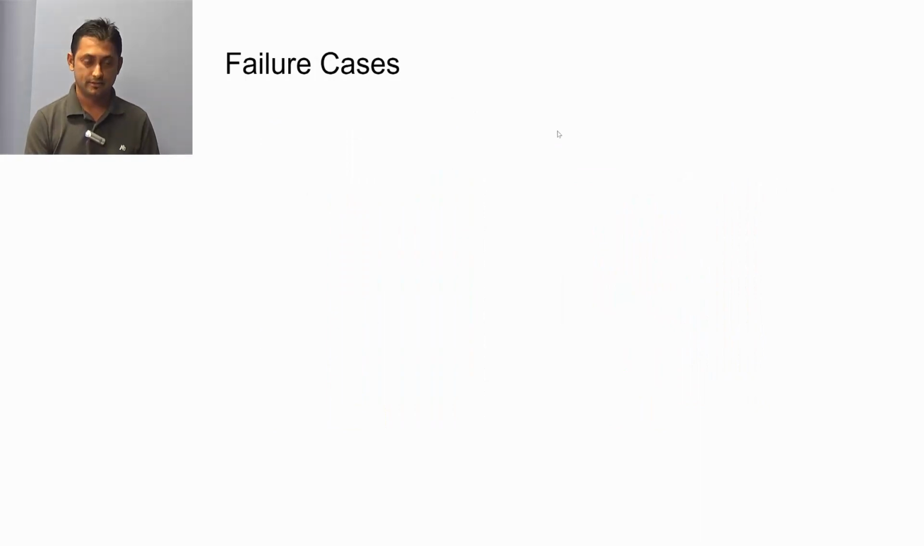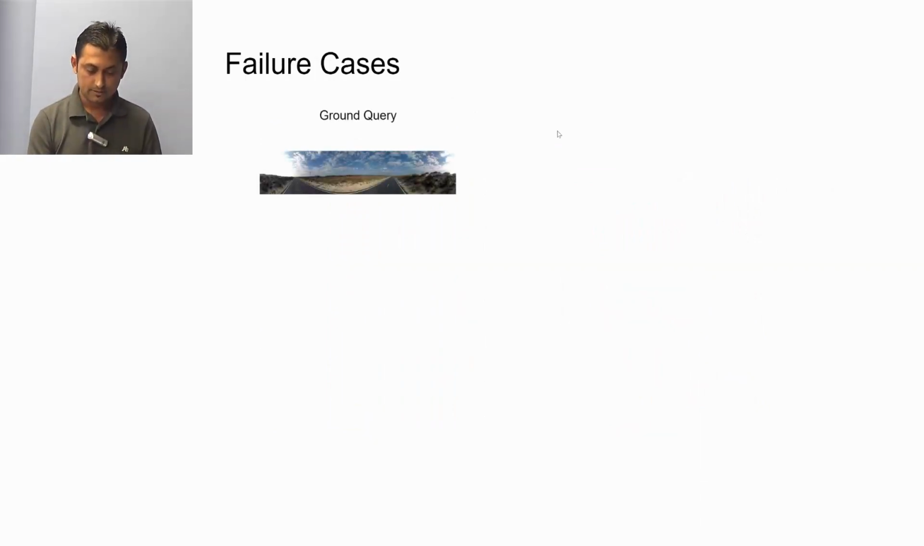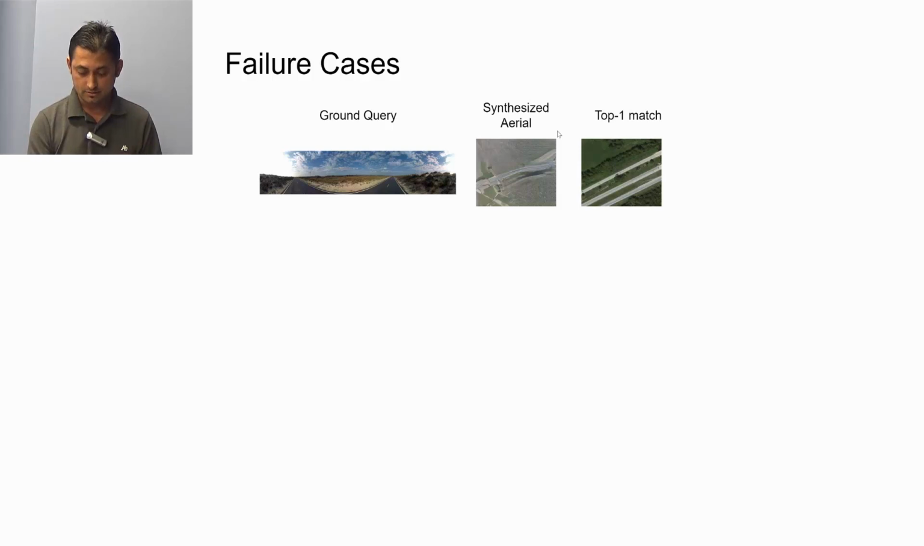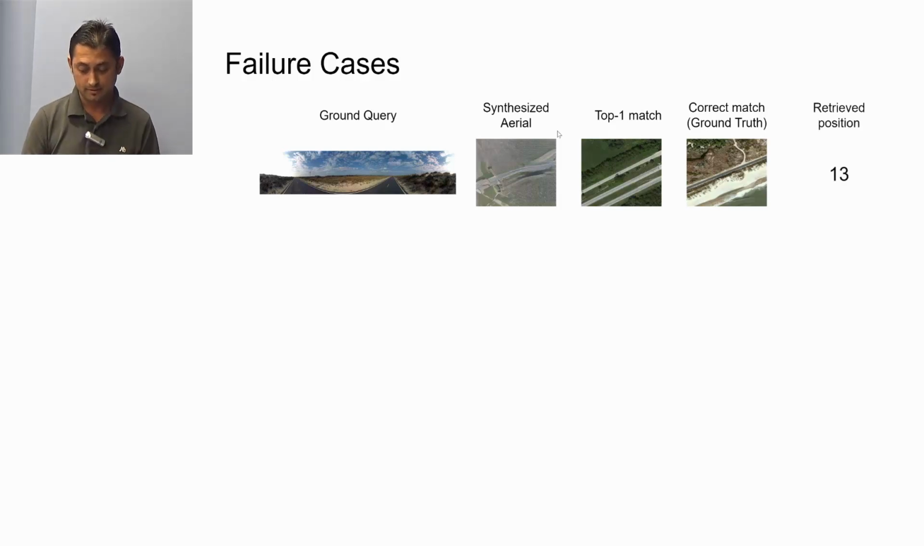Let's look at some of the failure cases. So this is a ground query image, and this is a synthesized aerial image for it. Then we show the top 1 match, the correct match, which is the ground truth image, and the position of the correct match. So here it means that the correct match was retrieved at the 13th position.